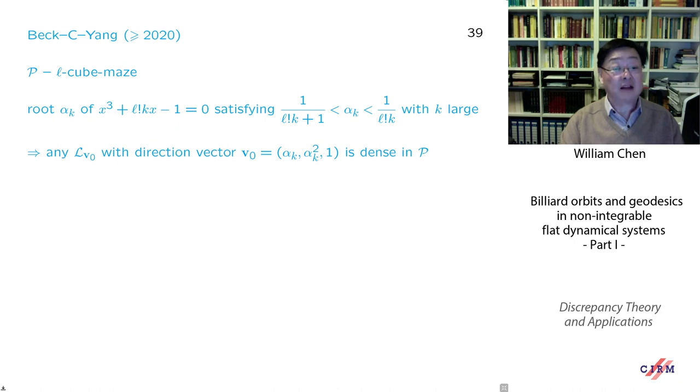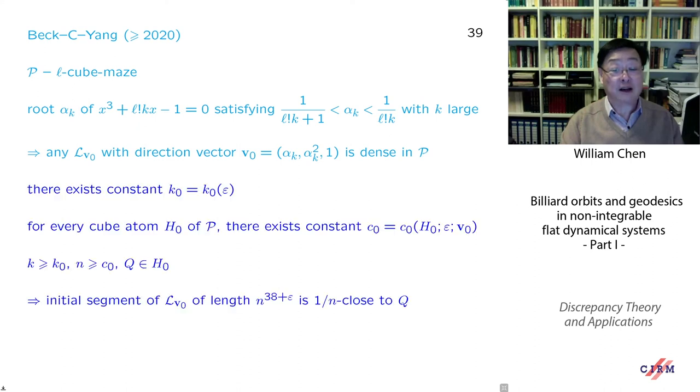Likewise, we can study the L-cube maze, with the L factorial replacing the 2 and the h, and we have a similar result. We get density, but not super density. But this time, the density is not so good. Our exponent now grows to more than 38, which is, we actually had to work rather hard to get it down to 38.